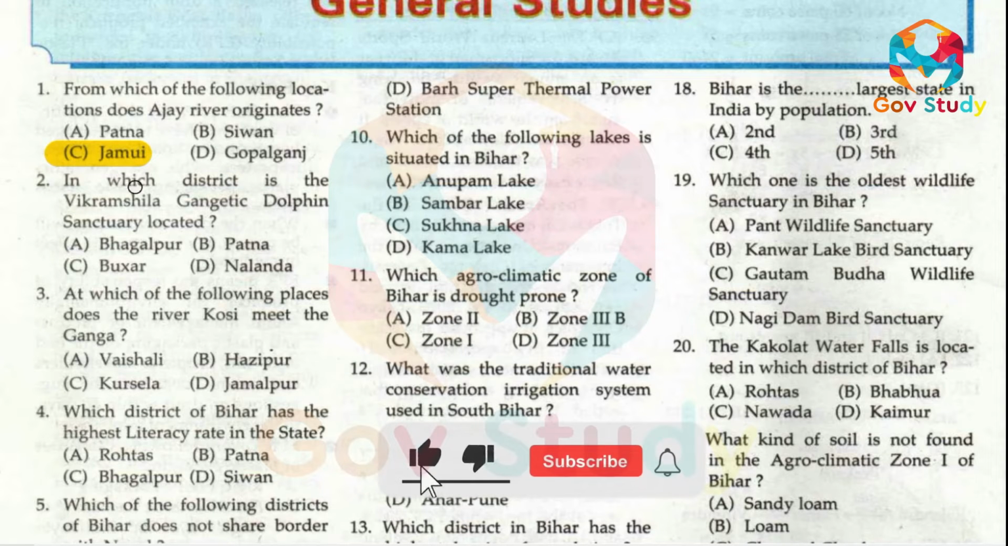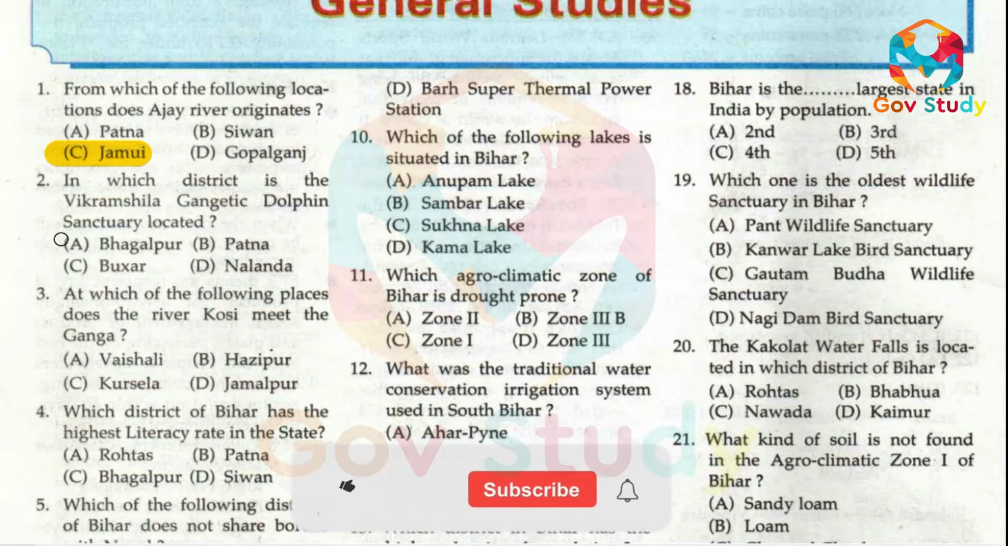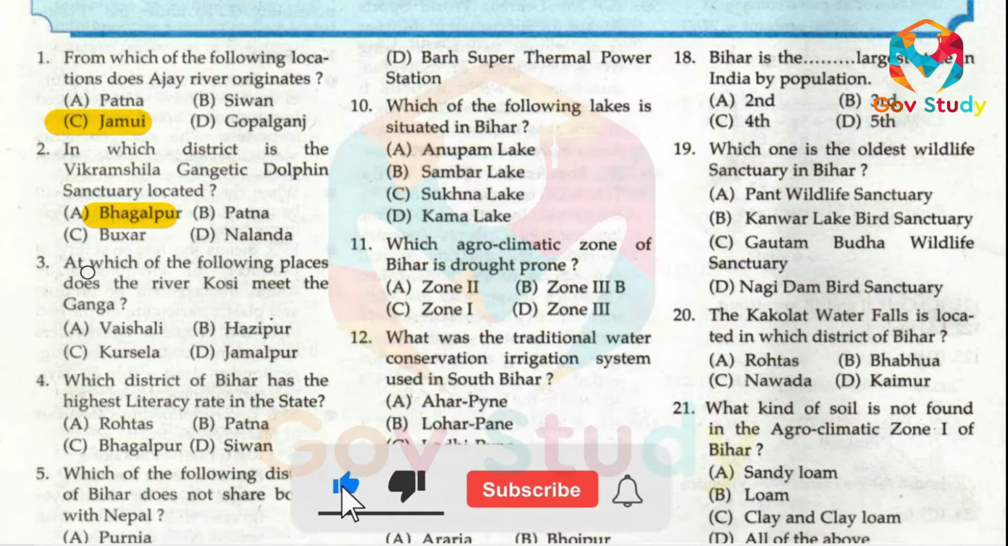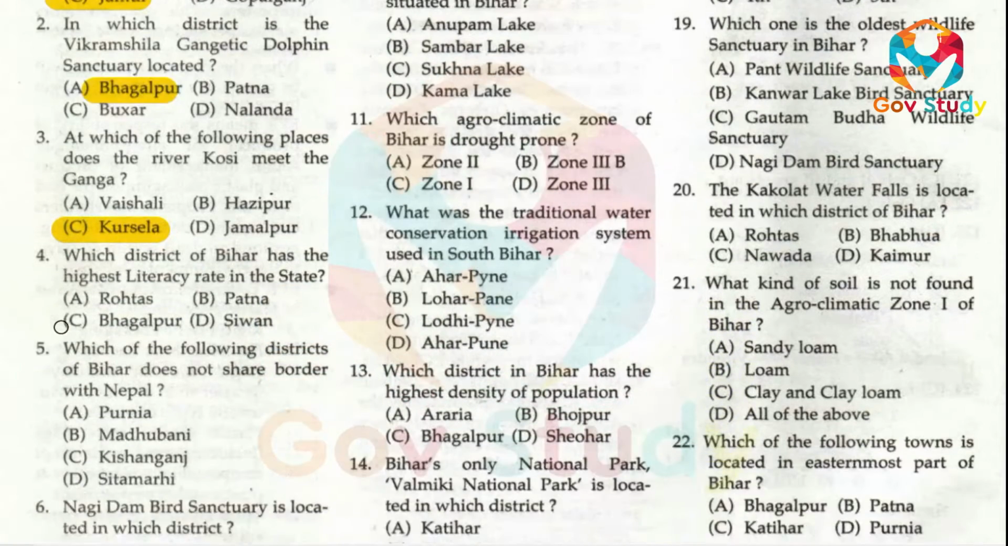Second question, in which district is the Vikramshila Gangetic Dolphin Sanctuary located? Bhagalpur, Patna, Buxar, Nalanda. Answer is A. Third question, at which of the following places does the river Kosi meet the Ganga? Correct answer C, Kursela. Which district of Bihar has the highest literacy rate?